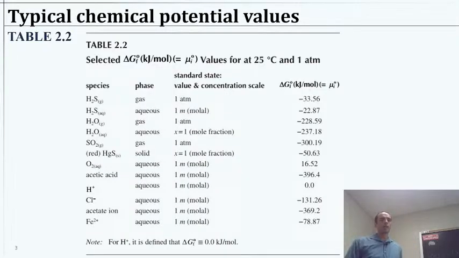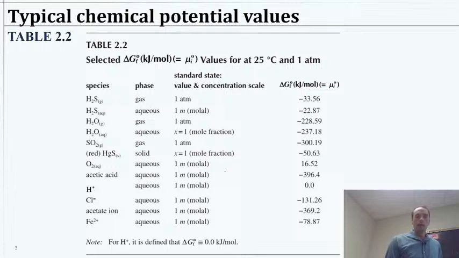Okay, so we could take a look at a variety of typical chemical potentials, either gas or aqueous phase. And so a few examples here, we can see many listed here are negative chemical potentials at 25 Celsius and 1 atmosphere. And these are the standard potentials, rather.